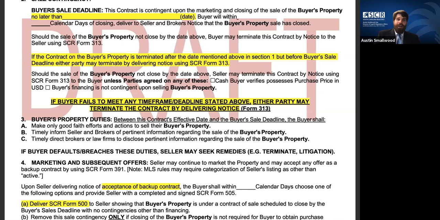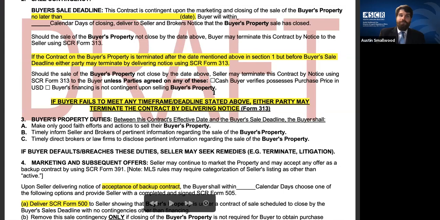Now, should the property in Ohio not close by the buyer's sale deadline, then the seller can terminate this contract using Form 313, unless the buyer can do one of two things. The buyer can show you, here's cash, I can afford to buy this house without this contingency because I've got cash on hand. Or, I can show you that my financing is not contingent upon me selling my other home. Essentially, I can afford two mortgages. So absent the buyer showing you they have cash or can afford two mortgages, the seller can terminate by delivering notice using Form 313 if the buyer fails to meet their buyer sale deadline. And of course, if the buyer fails to meet either of these deadlines, then either party can terminate by delivering notice.